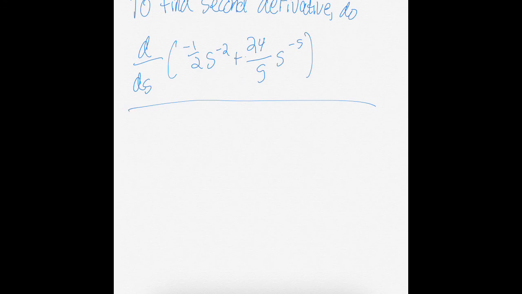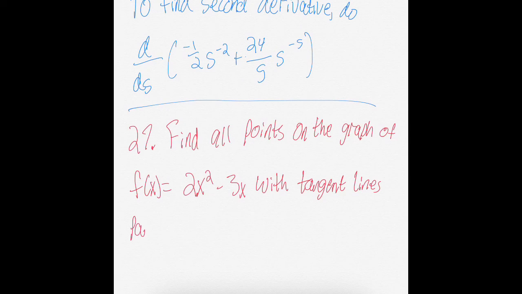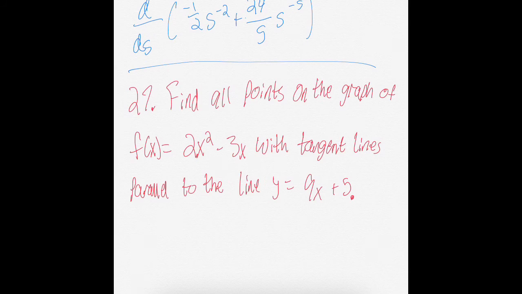The first one is problem 27. Find all points on the graph of f of x equals 2x squared minus 3x with tangent lines parallel to the line y equals 9x plus 5.